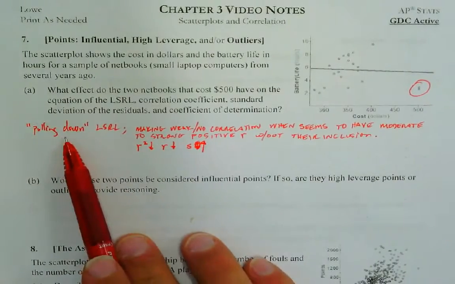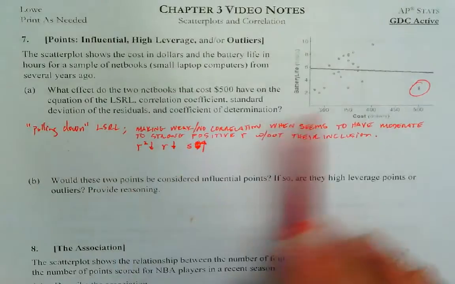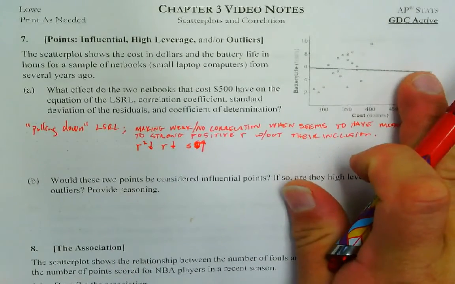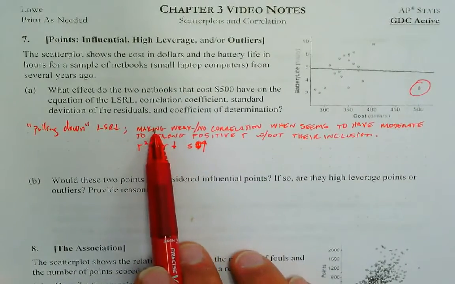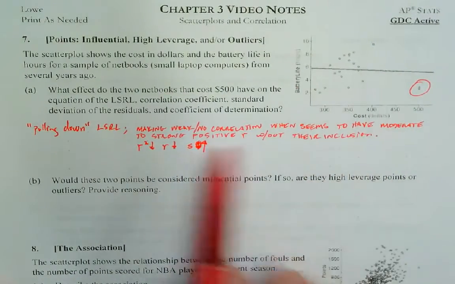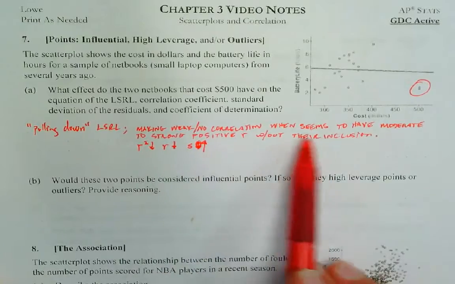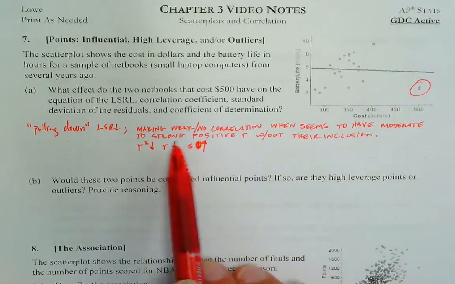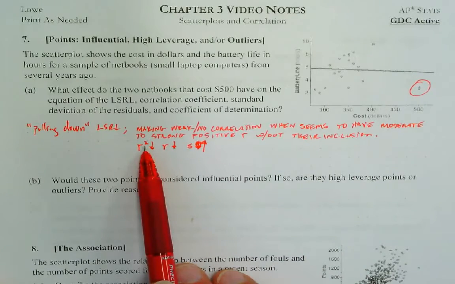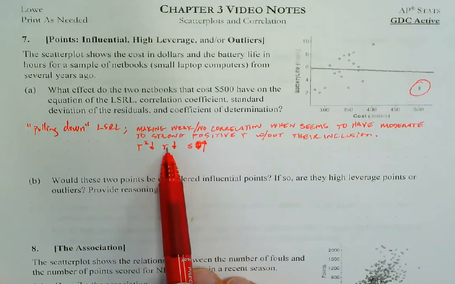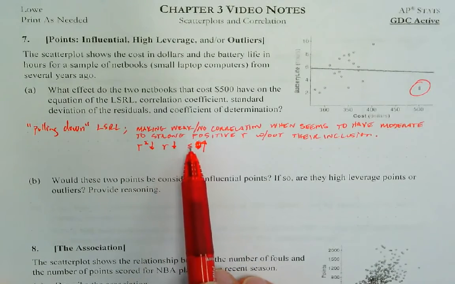Like we said, we're pulling down this least squares regression line. And if we took those out, we'd probably see a positive linear correlation. So with this line, it seems to be making a weak to no correlation when we seem to have moderate to strong positive correlation without their inclusion. The R squared, the coefficient of determination, is going down. The R, the correlation coefficient, is going down. The S, the standard deviation of the residuals, the variability, is going up.